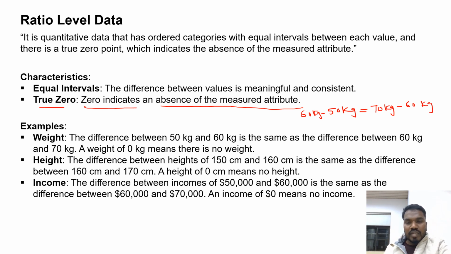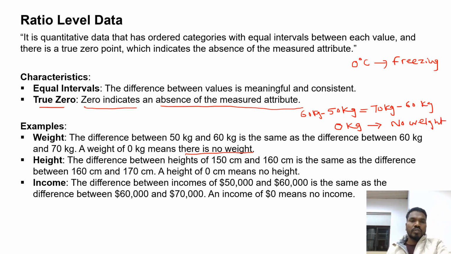But when I say 0 kg, what is the meaning of that? It means there is no weight, right? When I'm saying 0 degrees centigrade, do you think that there is no temperature? No, there is a temperature, the freezing temperature, right? But when I'm saying 0 kg, that means there is no weight. That is the meaning of true zero. That is the only difference between the interval data and the ratio data. The remaining properties are all the same. Clear? So you can see the examples.